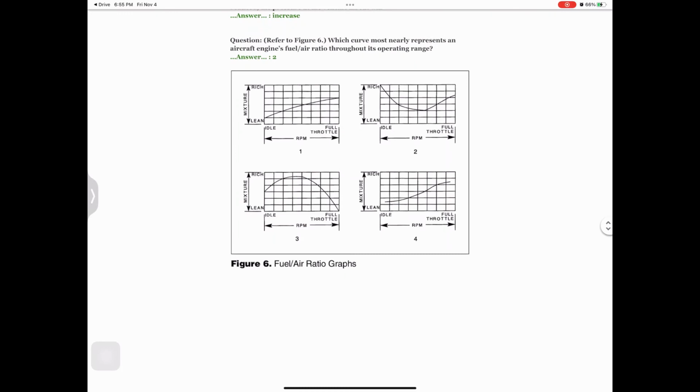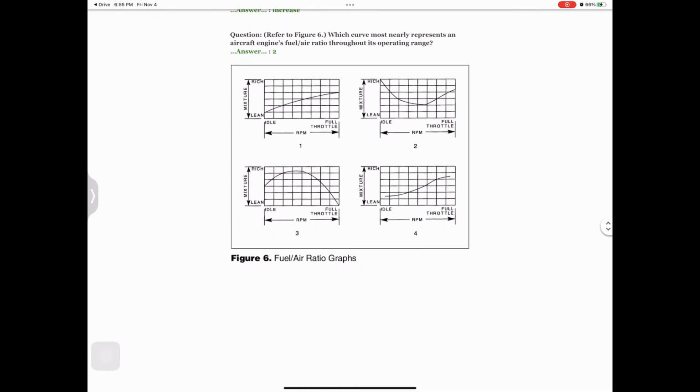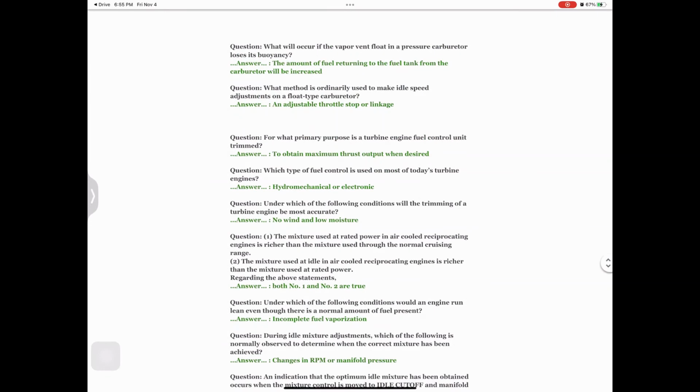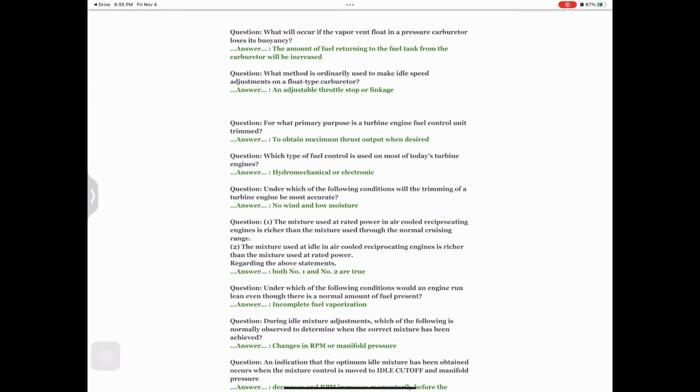Question: Refer to Figure 6. Which curve most nearly represents an aircraft engine's fuel-air ratio throughout its operating range? Answer: 2. Question: What will occur if the vapor vent float in a pressure carburetor loses its buoyancy? Answer: The amount of fuel returning to the fuel tank from the carburetor will be increased.